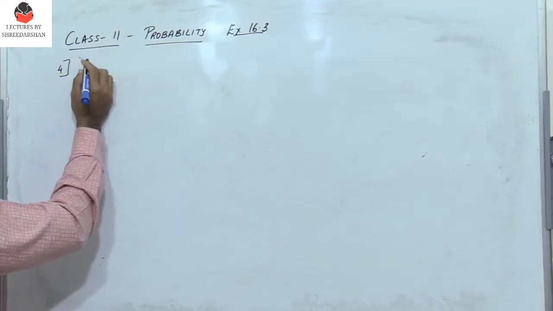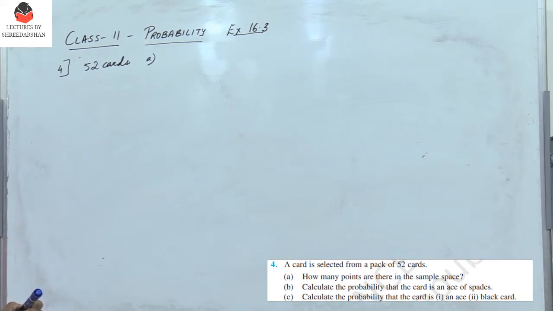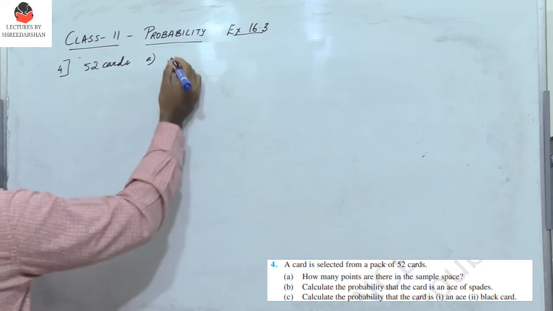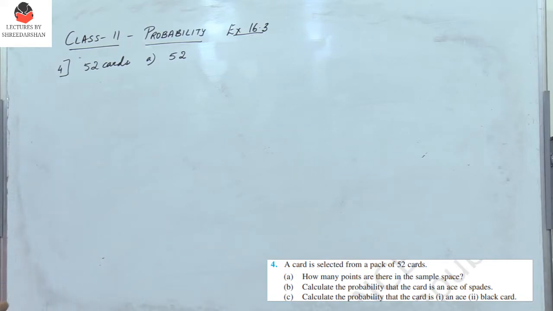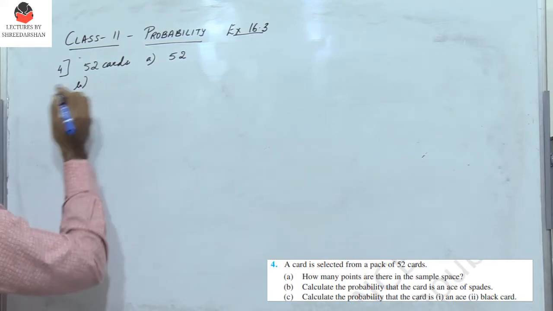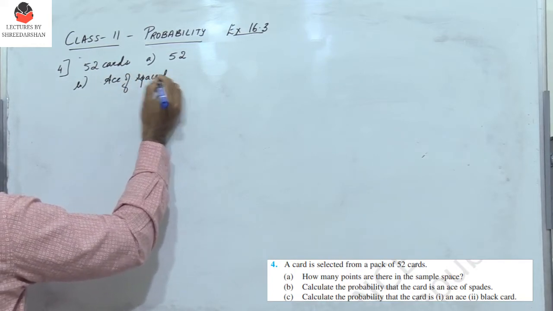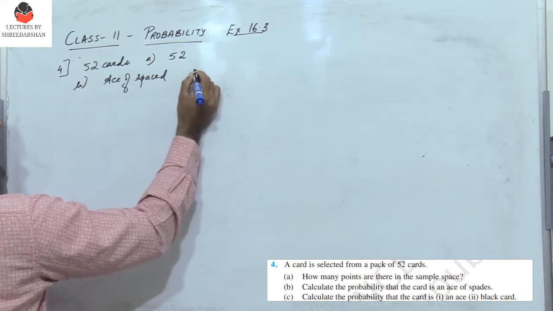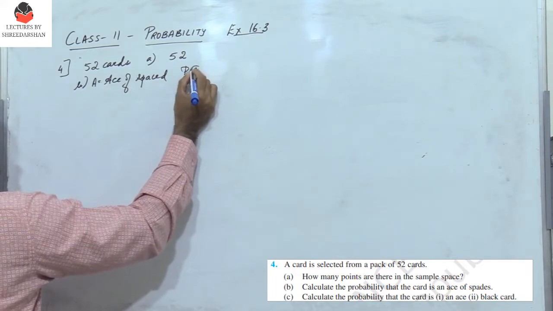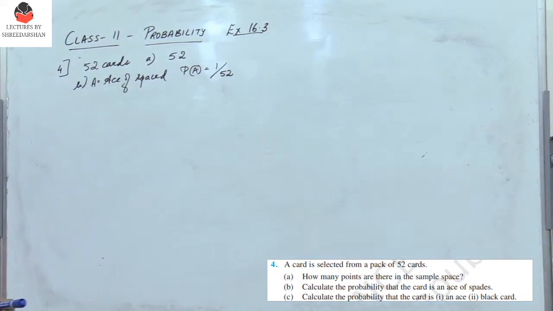A card is selected from a pack of 52 cards. A, how many points are there in the sample space? Since there are 52 cards, definitely you have 52 points in the sample space. Each card happens to be a point in the sample space. B, the probability that a card is an ace of spades. We know that there is only one card which is an ace of spades. So let me call this A. The probability of A is one favorable outcome divided by the total number of outcomes, which is 52.